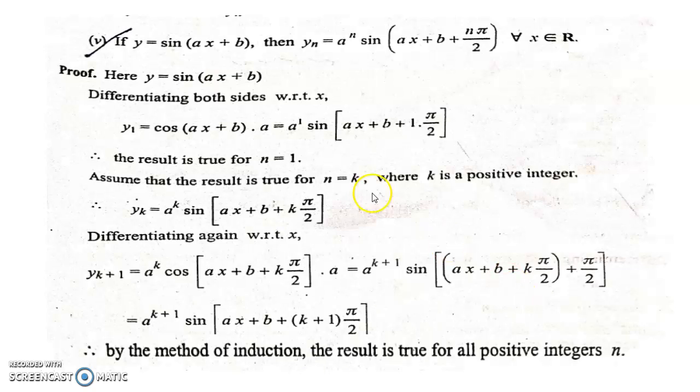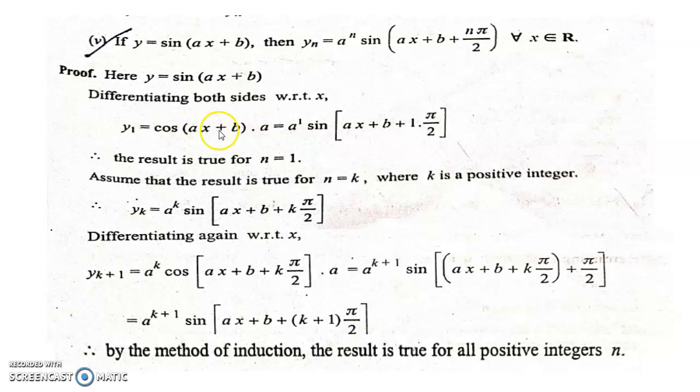Now next is, if y is equal to sine ax plus b, then yn is equal to a to the n sine ax plus b plus n pi by 2. We have to show this. Simply, first of all, we shall prove the result for y1. So what is the derivative of sine? The derivative of sine theta is cos theta. So derivative of sine ax plus b is cos ax plus b, and derivative of ax plus b is a.